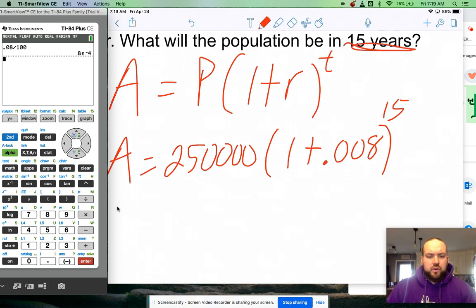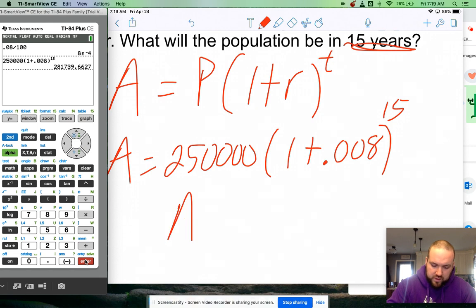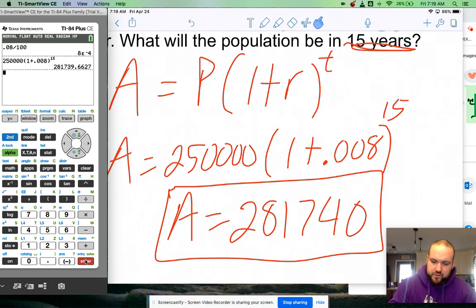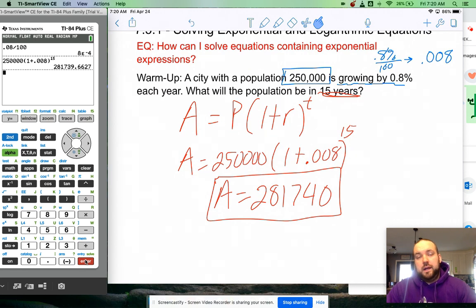Now, what we're going to do with that is go to my calculator and just type in 250,000 times 1 plus 0.008, or you could just type 1.008 to the 15th power. And since we're talking about human population, we're going to round that to 281,740 will be the population in 15 years. So that's solving an exponential expression, just plugging a number in for the exponent.